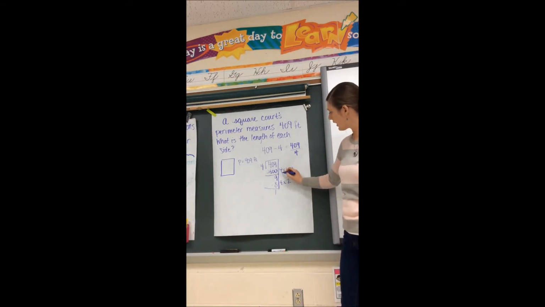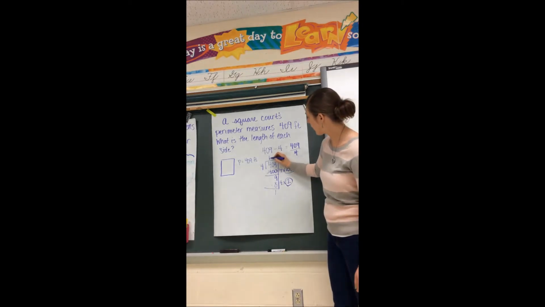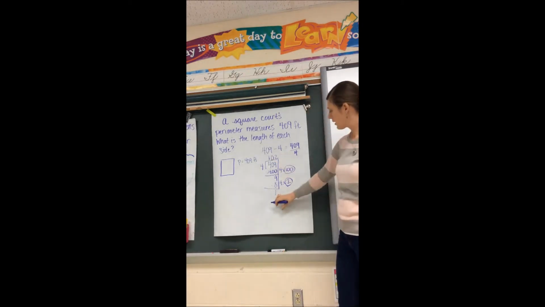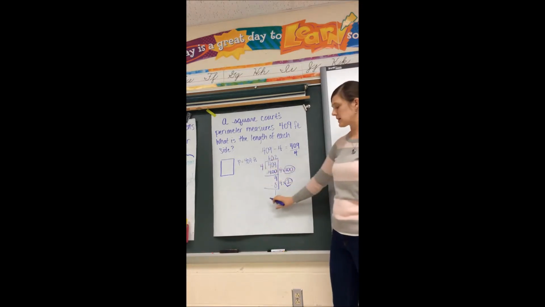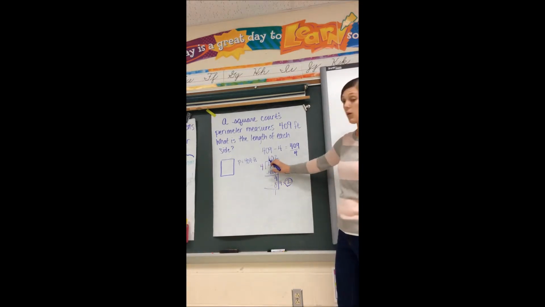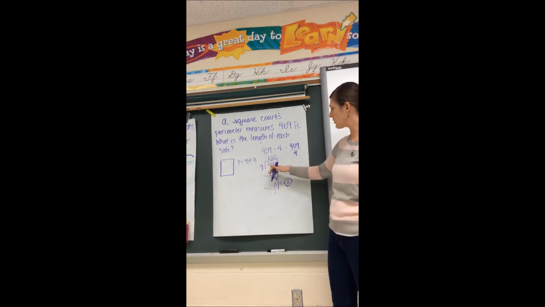So we have a total of 102 groups of 4 with a remainder of 1. We need to express this as a fraction or as a mixed number. So we need to look at how many whole times the 4 could fit into 409.